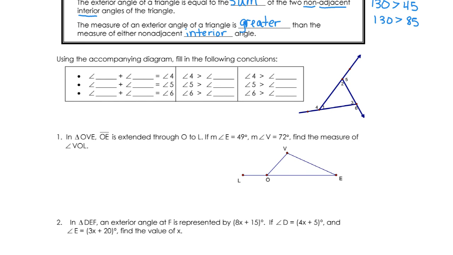It says using the accompanying diagram, fill in the following conclusions. So in the first bullet, they want to know what 2 angles added together give you angle 4. So if I look at angle 4 and realize that it's an exterior angle, it's the two non-adjacent interior angles that would add together to equal it. So it would be angle 2 and angle 3 that would add together to equal angle 4. Therefore, in the next column over, angle 4 must be greater than, that's a greater than symbol.